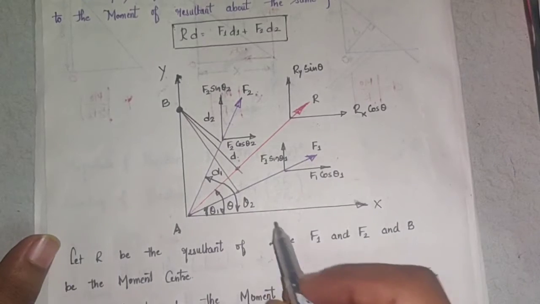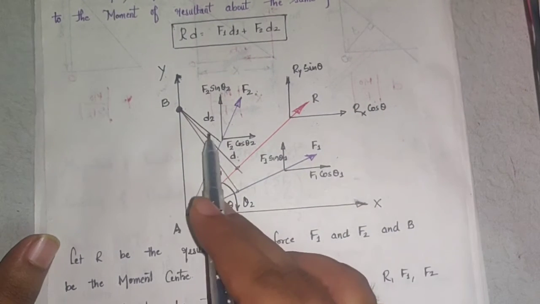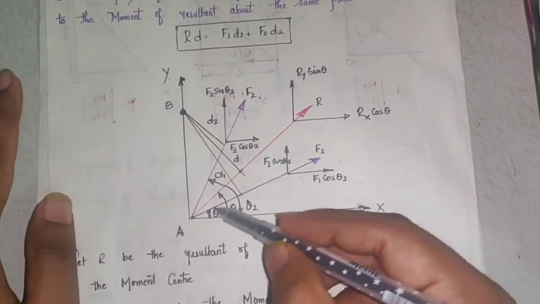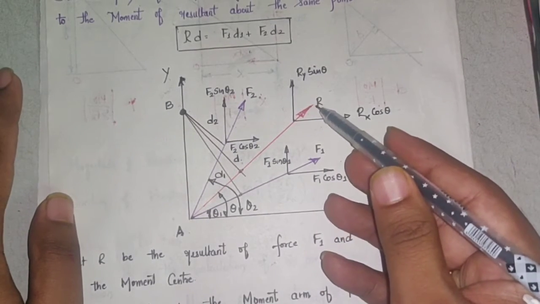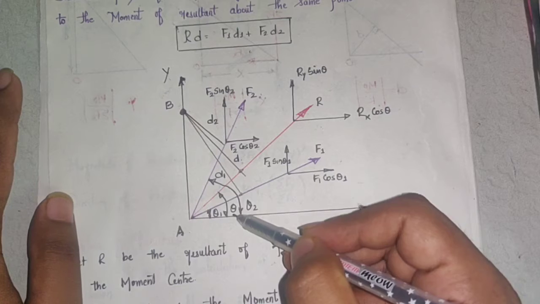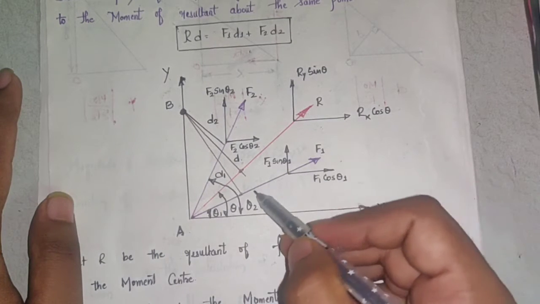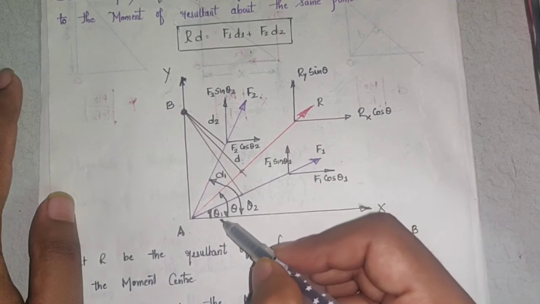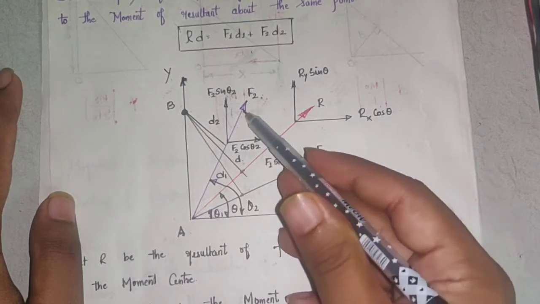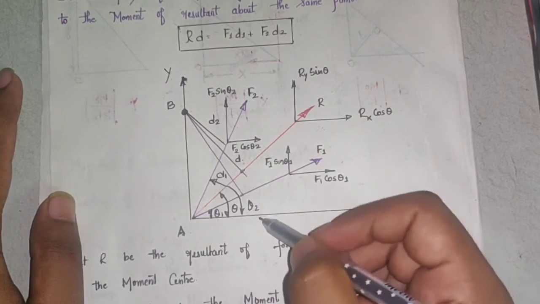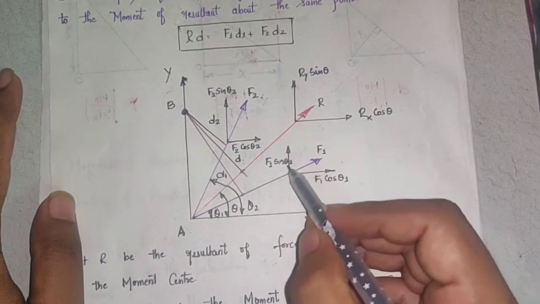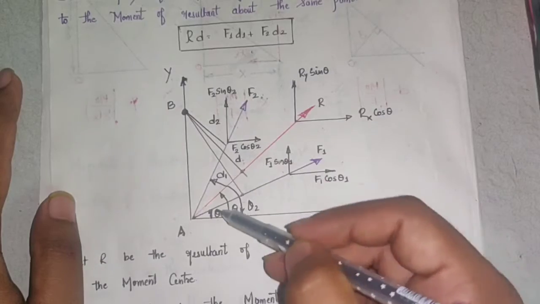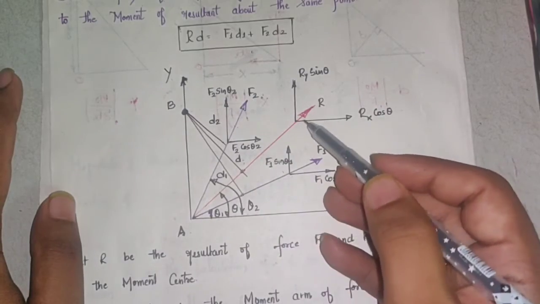Now if you look at the picture, this is the x-axis, this is the y-axis, this is point A. This red line indicates the resultant force, which is making an angle theta. The purple line is force F1, which is making angle theta 1, and this force F2 is making angle theta 2. Now these forces F1 and F2 are the two individual forces and R is the resultant force.